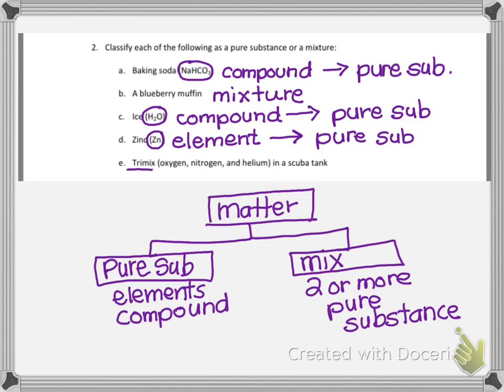And finally, I have trimix. And trimix contains 3 different gases, oxygen, nitrogen, and helium. And so 3 different pure substances combined together give me a mixture. So to answer question 2, it does help to think about the flow chart of matter and to distinguish the differences between pure substances and mixtures.